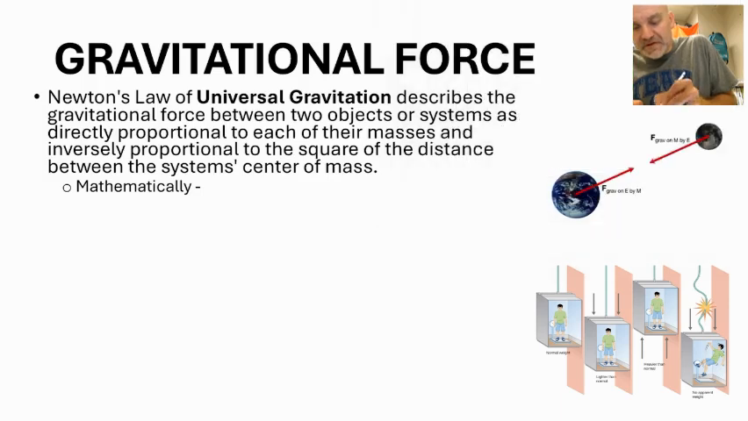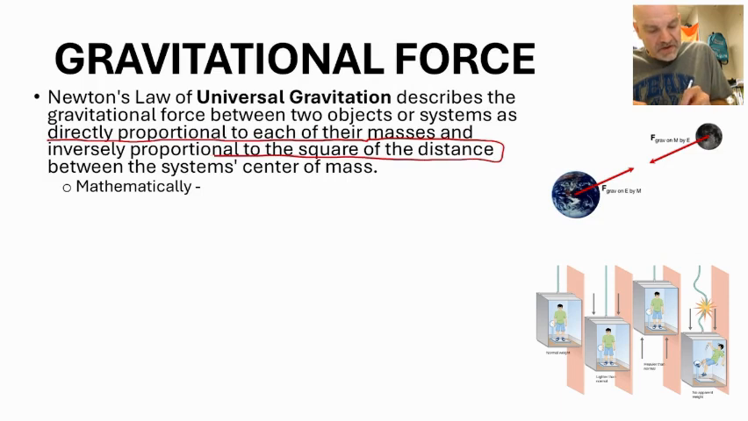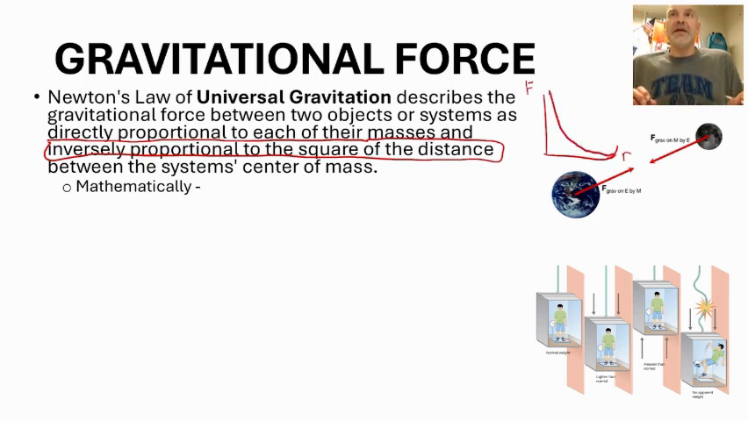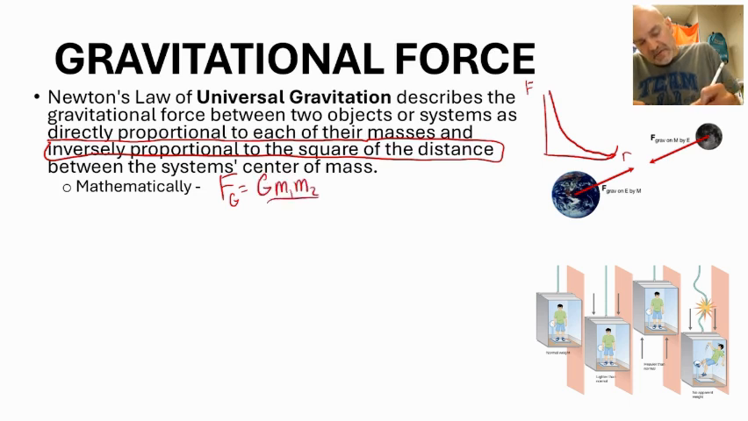Because it is inversely proportional to the square of the distance, we call this an inverse square law. If you were to plot F versus R, you would get an inverse shape, but one that falls off faster than a simple inverse. The equation is F sub G equals G M1 M2 over D squared, or sometimes R squared.